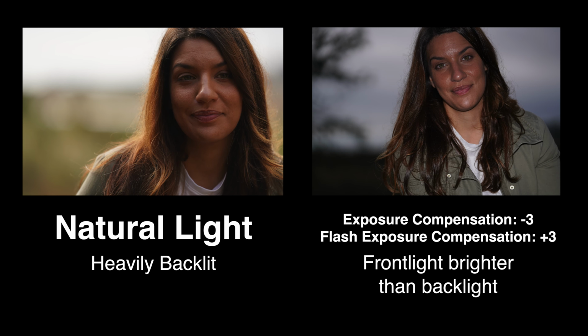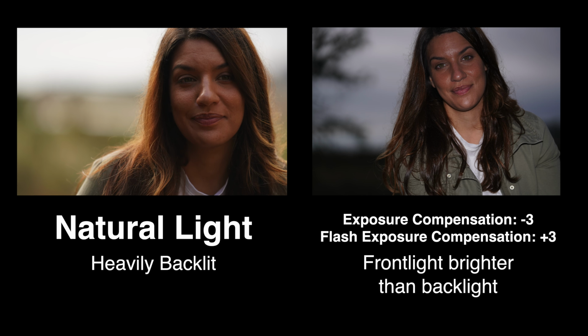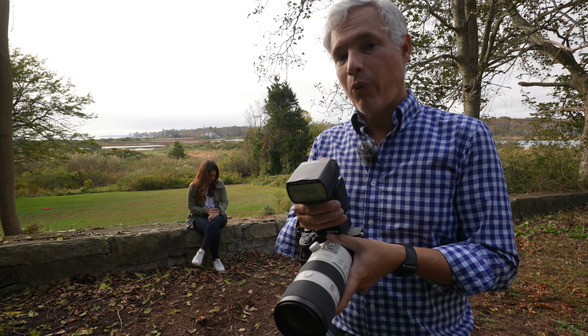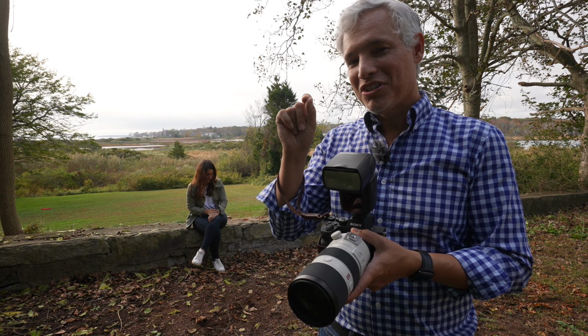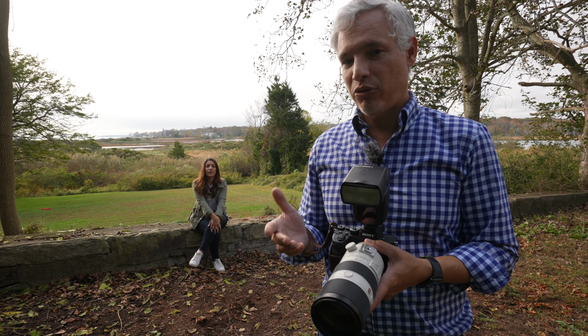So in that example, you can see that even though she is actually in a heavily backlit situation, I was able to completely flip the script and make the background darker than the foreground subject by adjusting the background brightness using the camera's exposure compensation and the foreground brightness using the flash's exposure compensation. Remember, flash starts with an F and foreground starts with an F. That's how you can remember how those work.